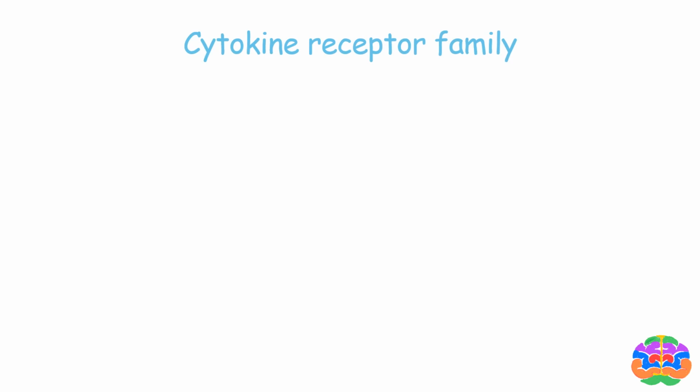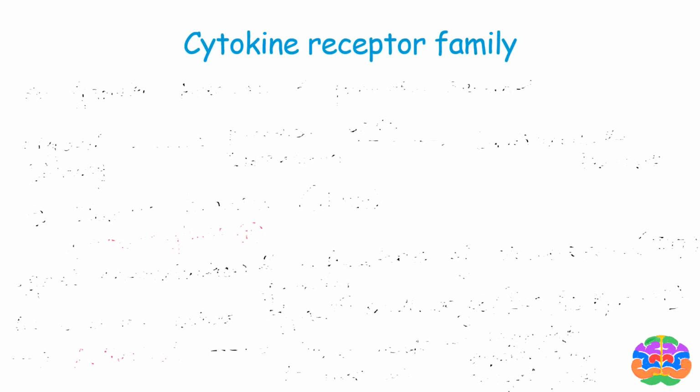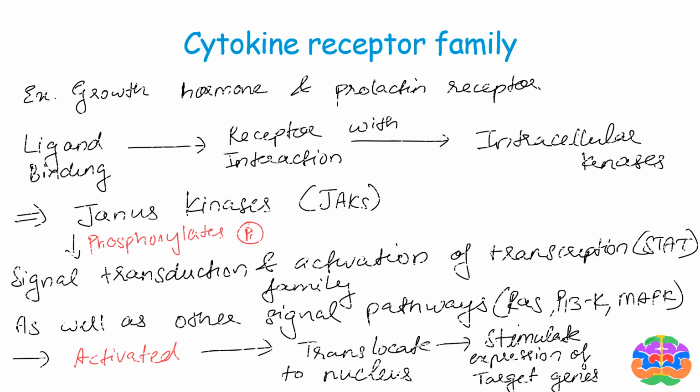Next, let's talk about the cytokine receptor family, which includes the growth hormone and prolactin receptor. Mechanism of action is simple. First, there is ligand binding leading to receptor interaction with the intracellular kinases.